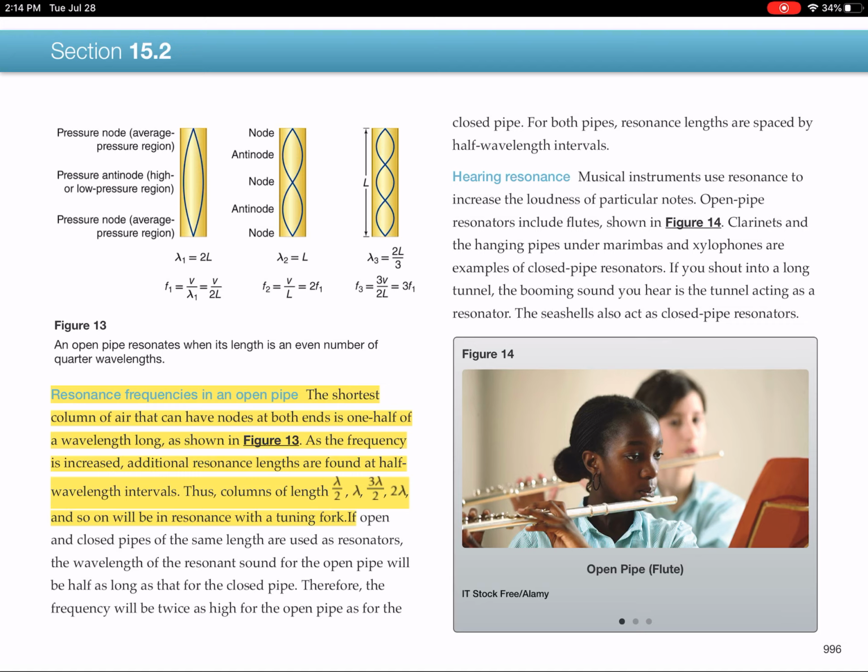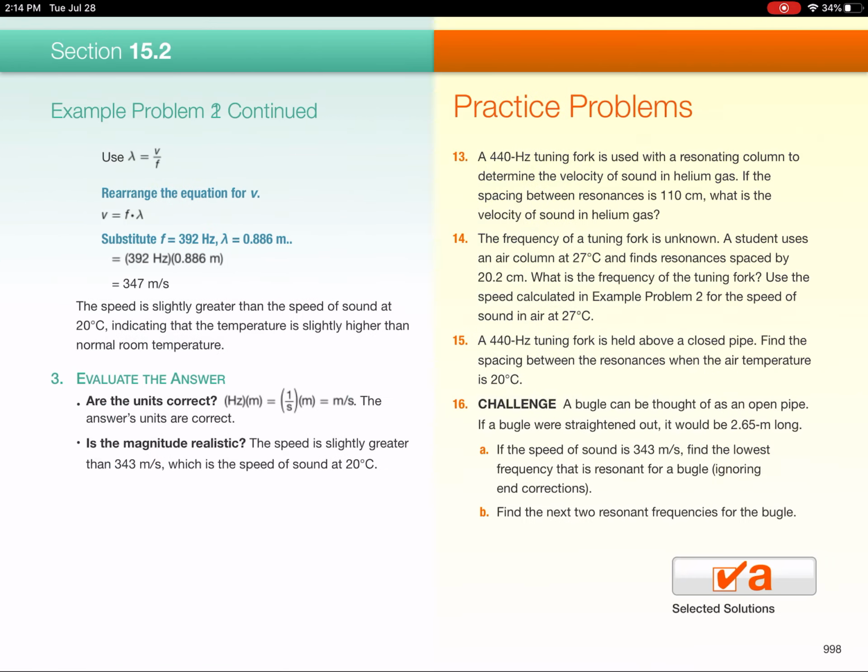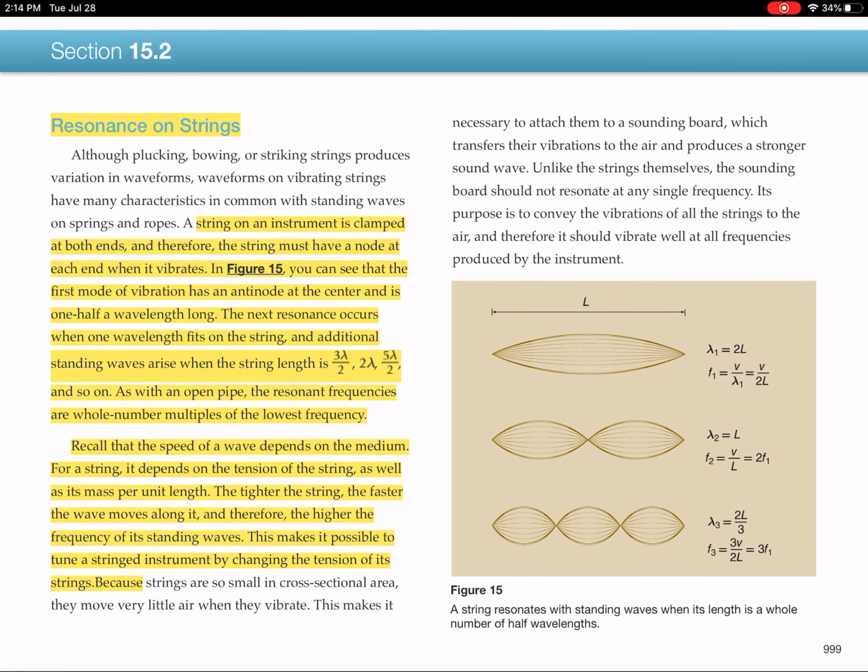So now we realize that we have a quarter of a wavelength, which exists to start with a closed pipe, and a half a wavelength, which is going to be for an open pipe. Now, strings. Take a look at the string there, and you'll notice something interesting. It says a string in an instrument is clamped at both ends, and therefore the string must have a node at each end when it vibrates. So it's the same on each end. Well, let's think about that for a second. In an open pipe, you have open, open on each end. In a closed pipe, it's closed on one end, open on the other. In a string, it's closed, closed.